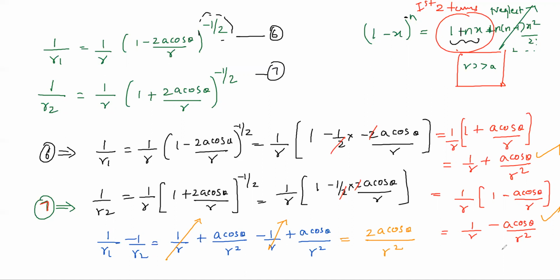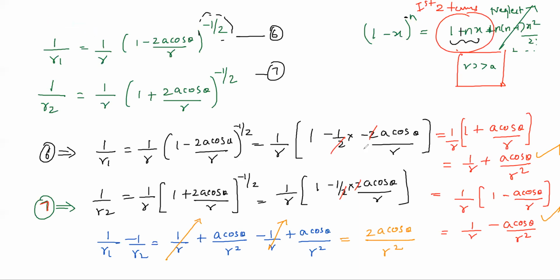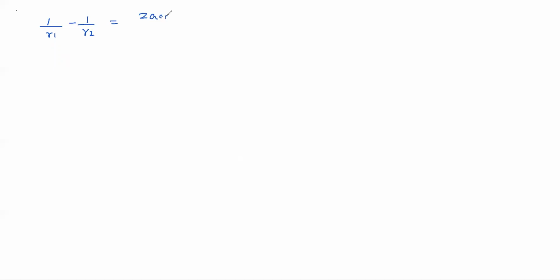Okay. So finally, we have 1 by r1 minus 1 by r2 equal to 2a cos theta by r square. So 2a cos theta divided by r square.